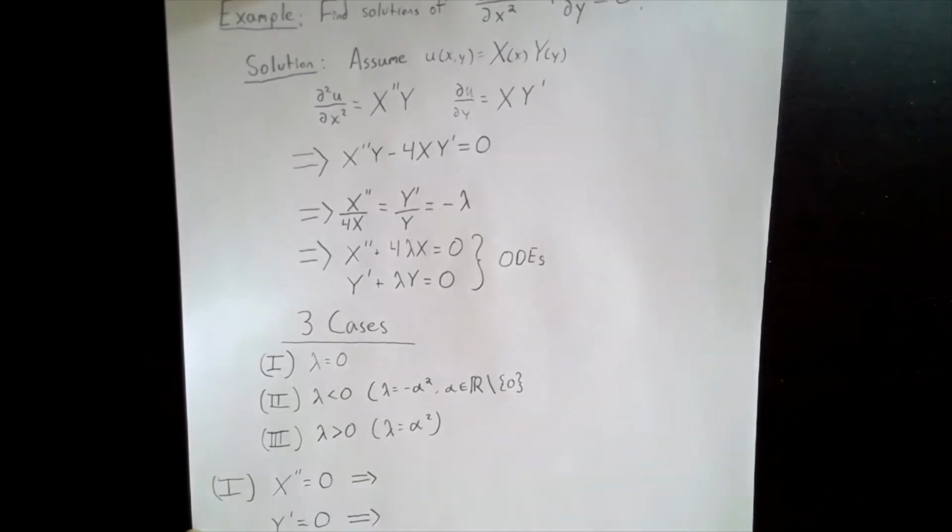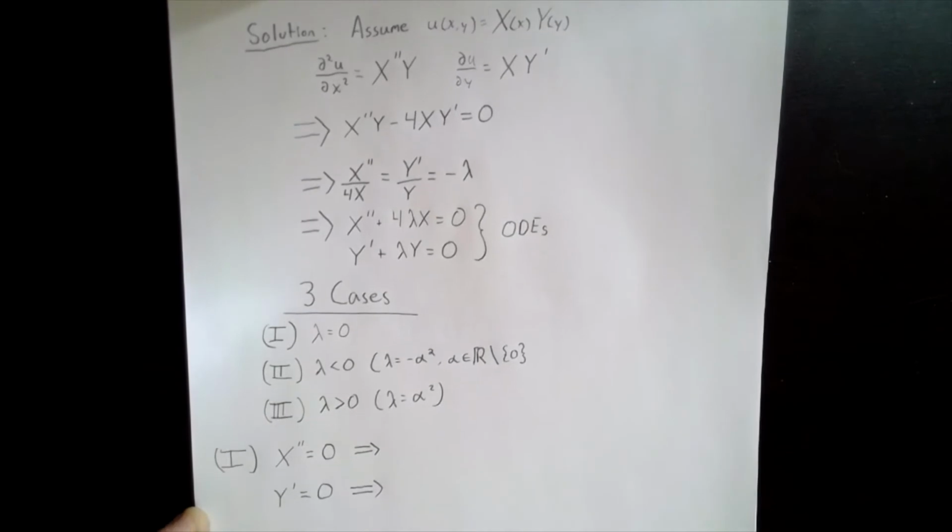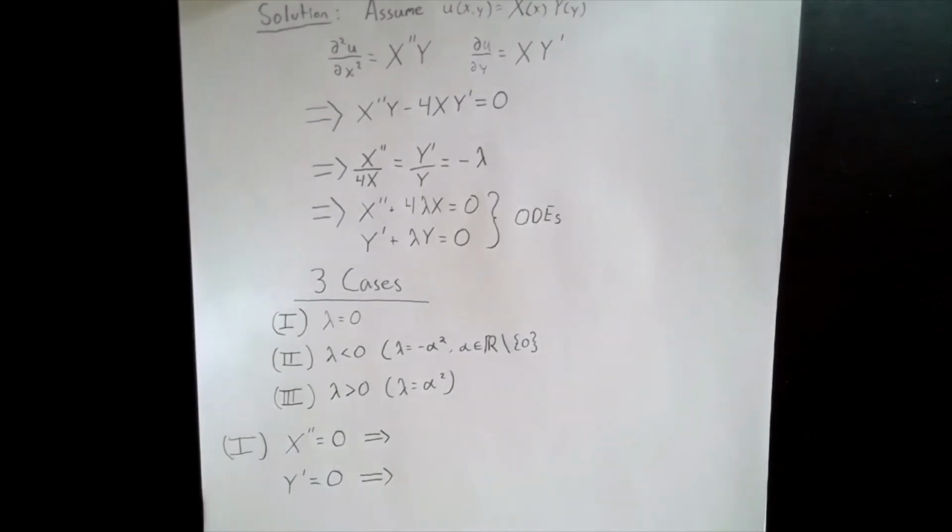There are three possible cases involving the constant lambda. The first, when lambda is equal to 0. The second, when lambda is less than 0, in which case we can say that lambda is equal to negative alpha squared, where alpha is some real number besides 0. And the third case, where lambda is greater than 0, or lambda equals alpha squared.